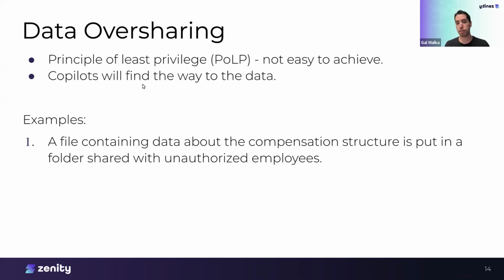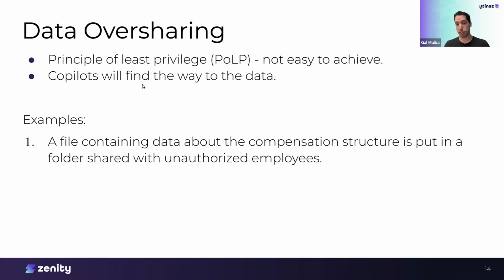Second reason is how easy it is to use the interface of Copilot, and the fact that humans are curious by nature. So you give them a very easy to use interface, and they could just start and ask more and more questions and reach data that they shouldn't have access to. And let's look at an example here. Let's say that we have a file which contains information about the compensation structure, and whoever wrote this file also added some sensitive numbers of, for example, salaries of executives in the company.